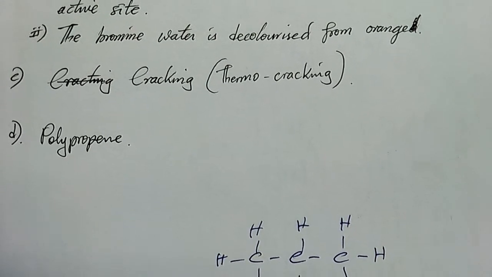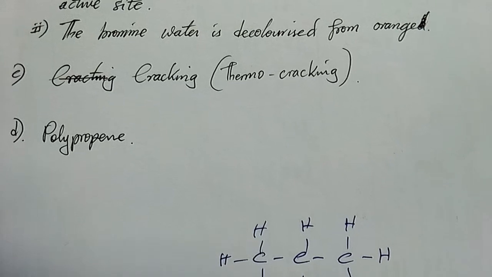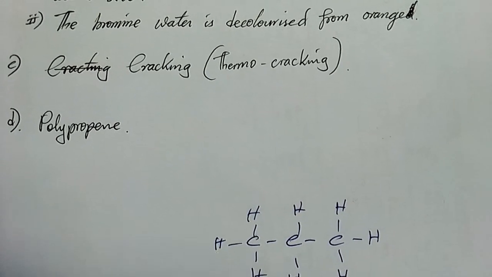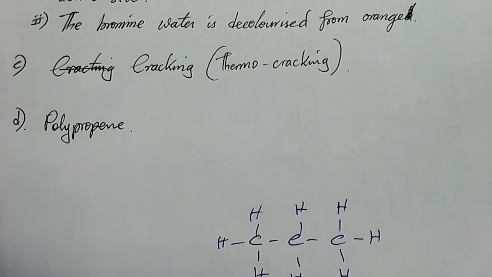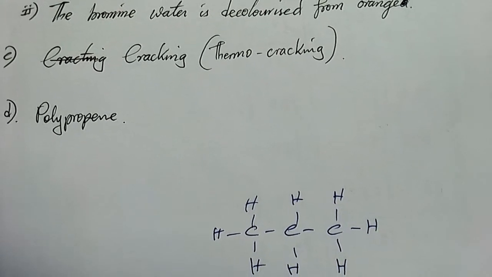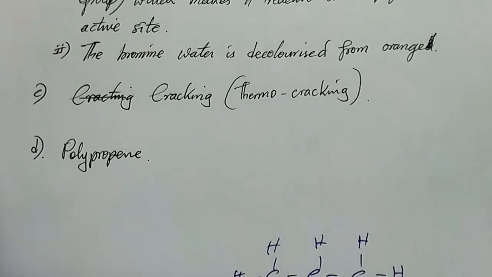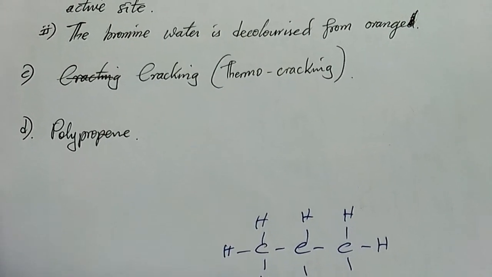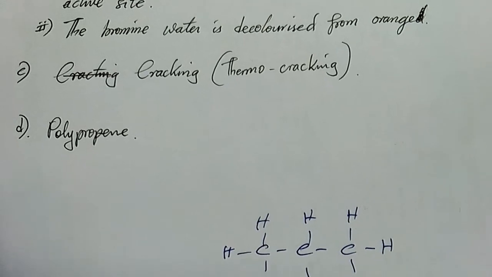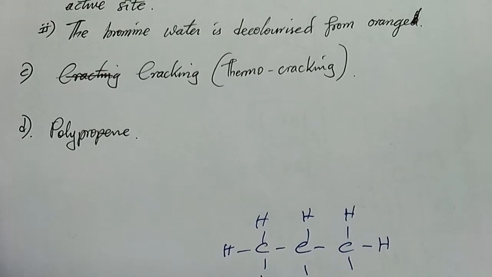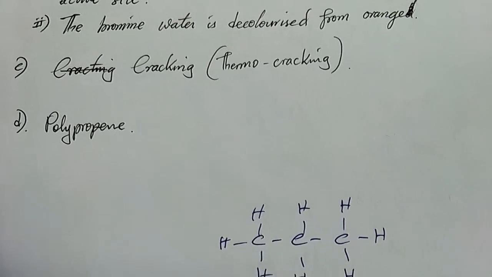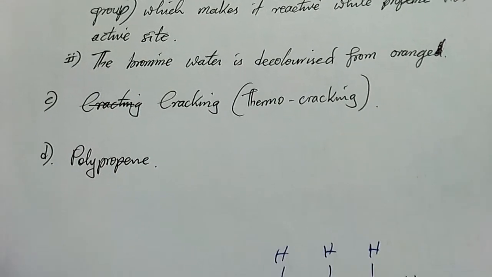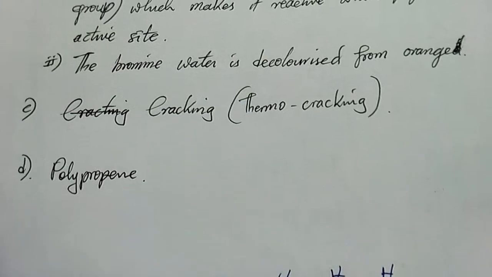Thermocracking results in production of more unsaturated hydrocarbons and also aromatic hydrocarbons, therefore ringed or circular hydrocarbons, whilst catalytic cracking results in production of shorter chains that are saturated. Catalytic cracking results in more shorter chains that are saturated, but thermocracking results in shorter unsaturated hydrocarbons.